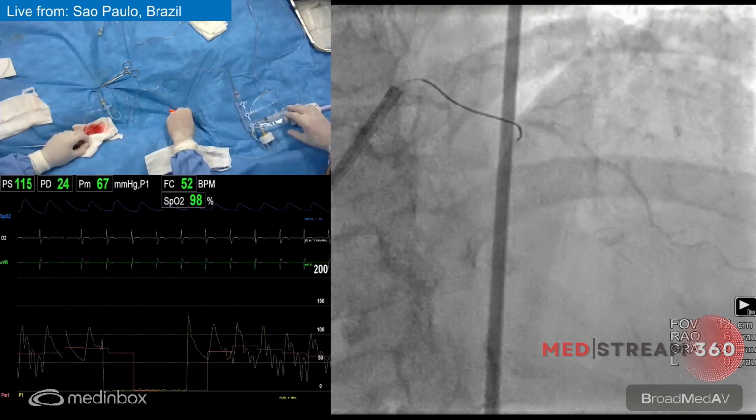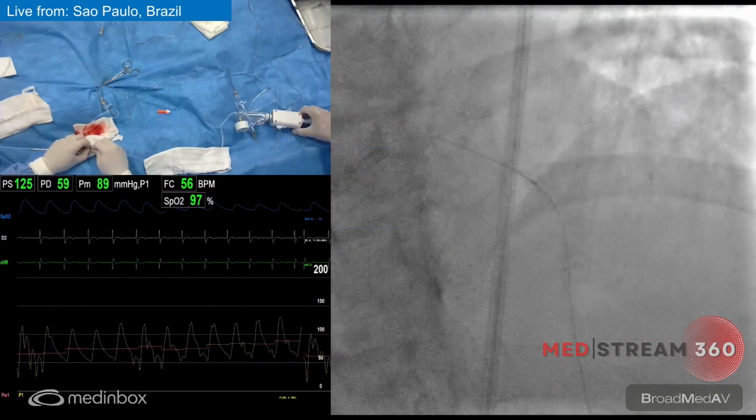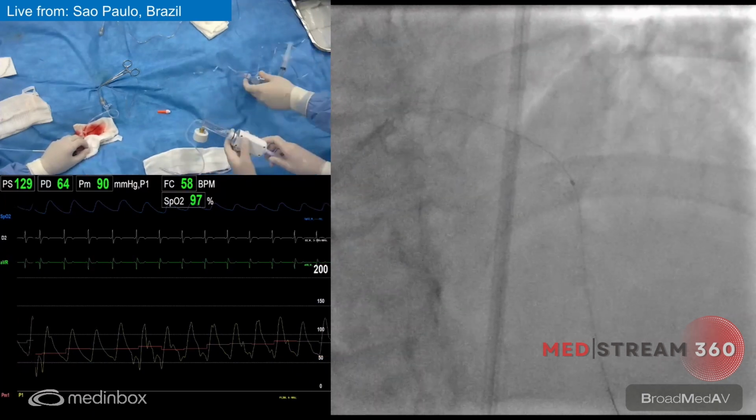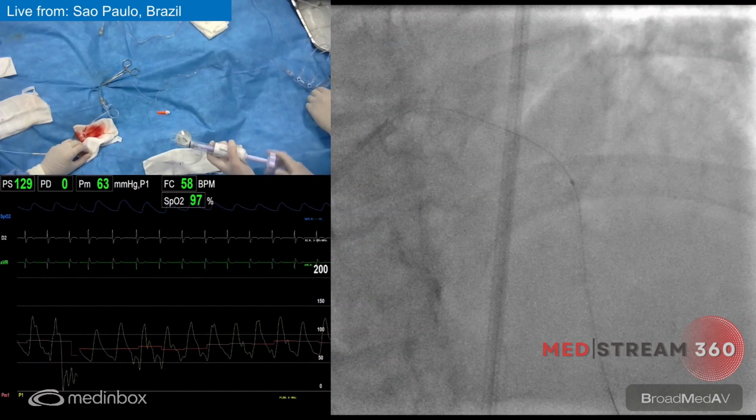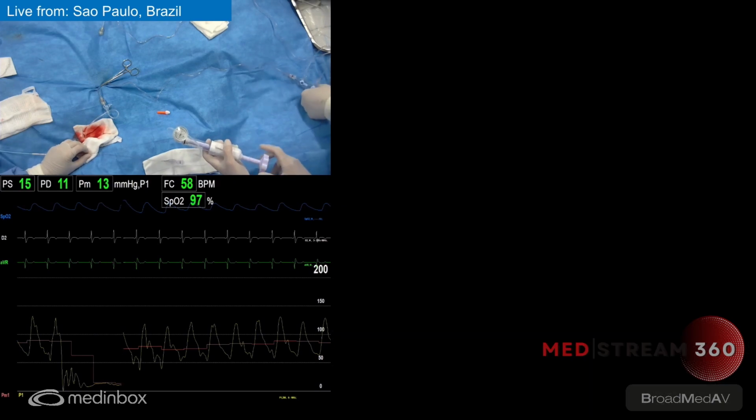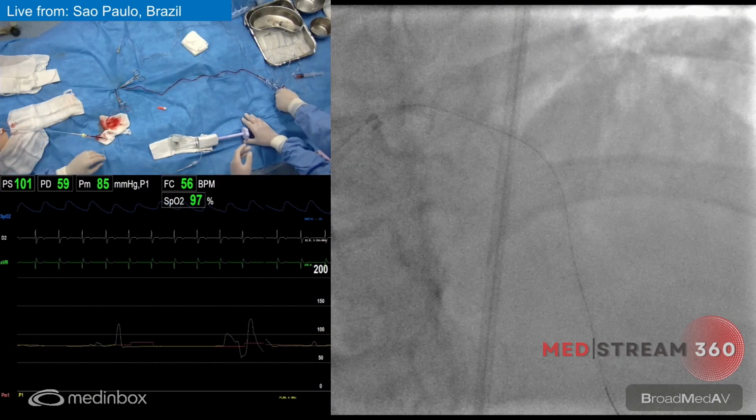You want to just make sure you're going to go through the lesion smooth. You're using here a PT2 with a hydrophilic wire for CTOs. They're going to do some nitro here.